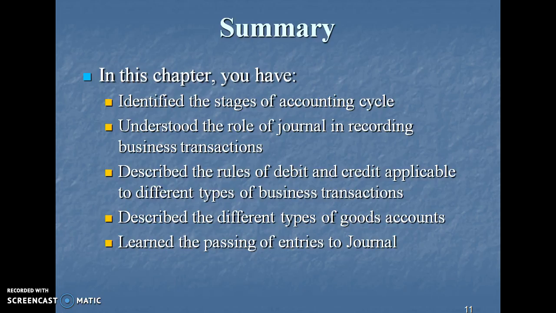In this chapter, you have identified the stages of the accounting cycle, understood the role of the journal in recording business transactions, described the rules of debit and credit applicable to different types of business transactions, described the different types of goods accounts, and learned the passing of entries to the journal.